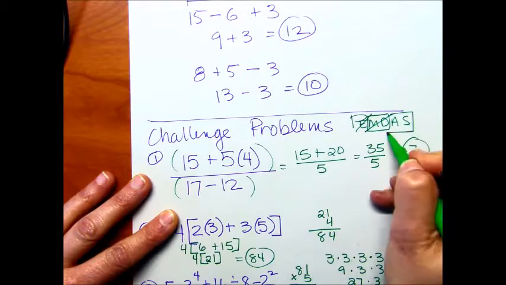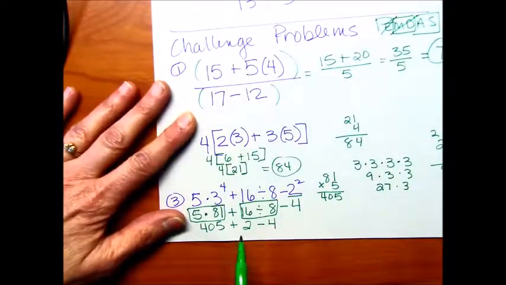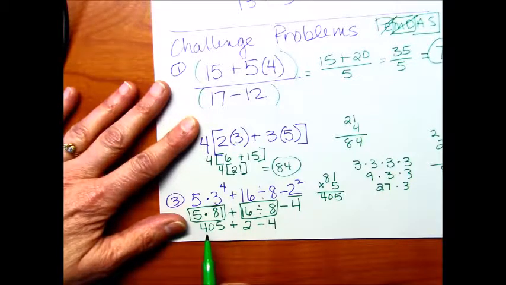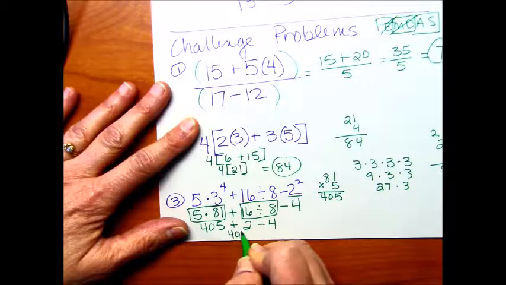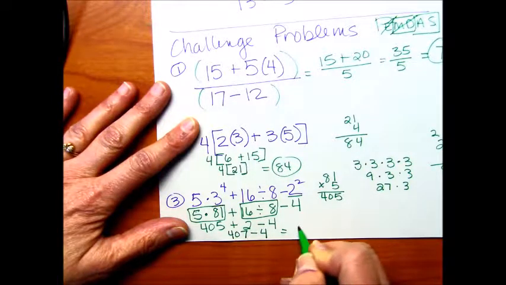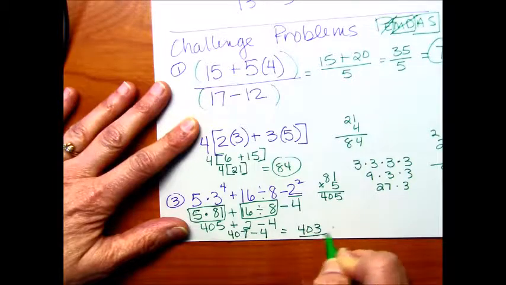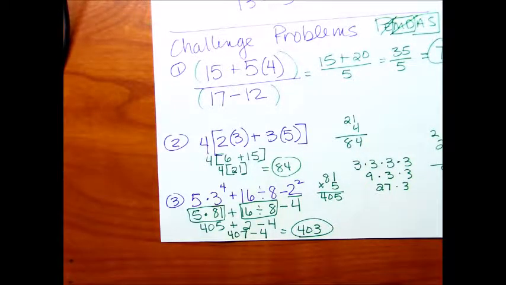Now I have addition, subtraction left, and remember when I have that I'm just going to go left to right. So 405 plus 2, that's going to be 407, minus 4, which will give me 403. Okay, that wraps that up.